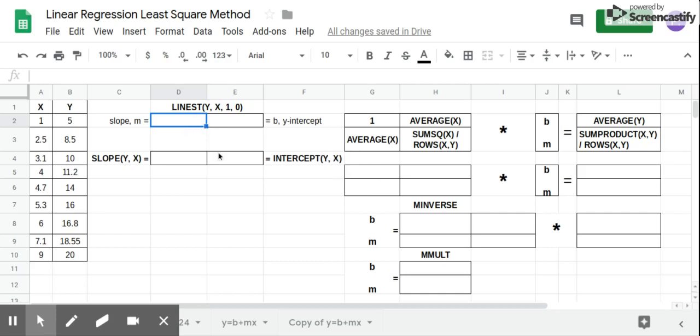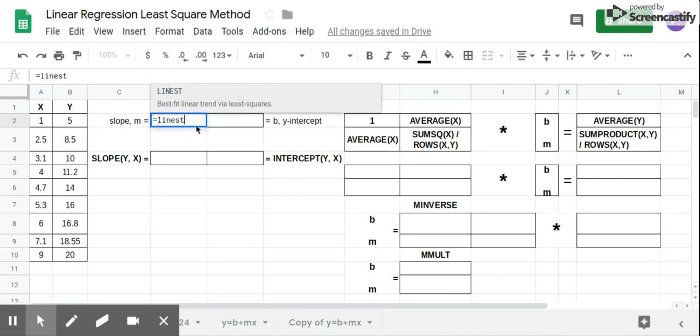Hello, in this video we will determine the trendline equation of this data range using the LINEST function, SLOPE function, INTERCEPT function, and also the matrix operation using AVERAGE, SUMSQ, ROWS, SUMPRODUCT, MINVERSE, and MMULT or matrix multiplier. Let's begin with the LINEST function.